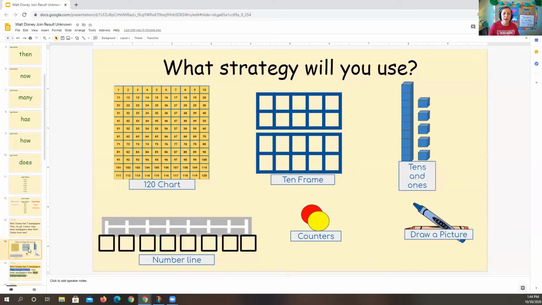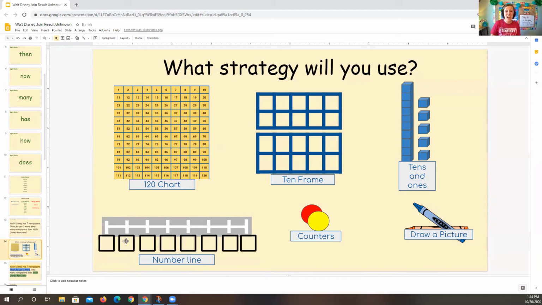So I want you to think about a math strategy or a math tool that you can use to help you figure this out. You can use tens and ones, a 10 frame. You can draw a picture or use counters. You can use a 120 chart or even draw a number line. Go ahead and think about what strategy you want to use. All right, on the count of 3, I want you to tell me the strategy that you're going to use to solve your problem. 1, 2, 3.